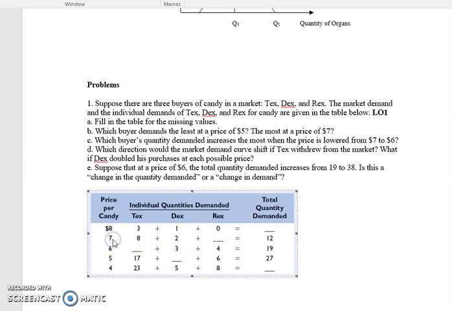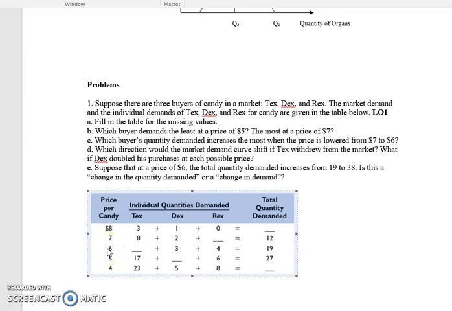Then let us go to the next row. If the price of candy is $7, Tex will buy 8, Dex will buy 2, and we don't know what Rex will buy, but we know that all 3 together will buy 12. Since Tex and Dex together buy 10 and the total is 12, the difference must be Rex. Rex must purchase 2 candies at $7.